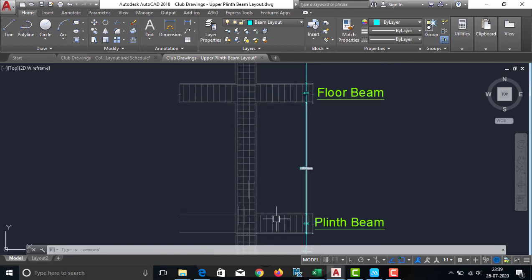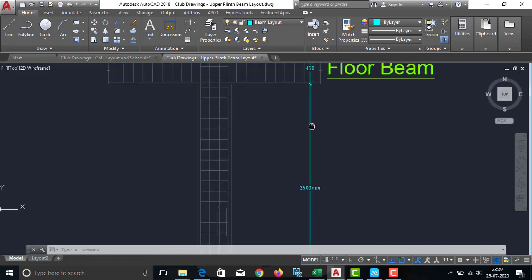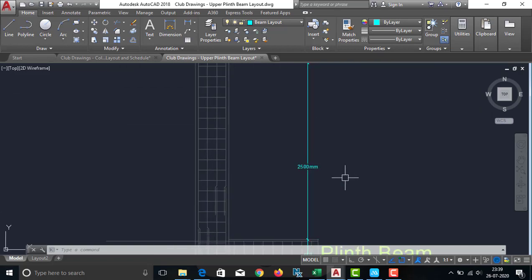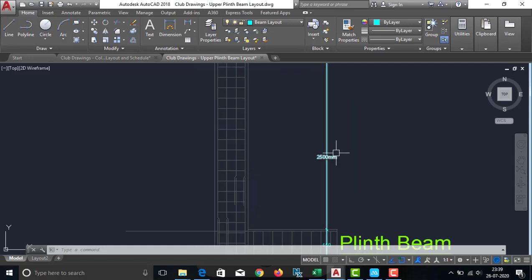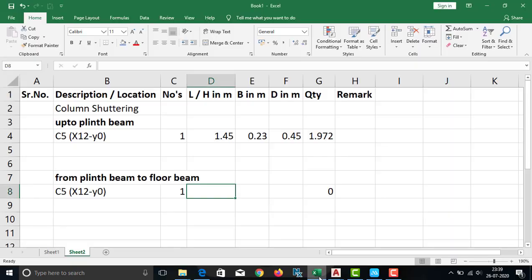Now whatever the length or height is there above this to the top of this floor beam, I have to consider for further calculation. So here it is 2.5 plus 0.45. Sorry, so it is 2.5 plus 0.45. So here it is 2.95.